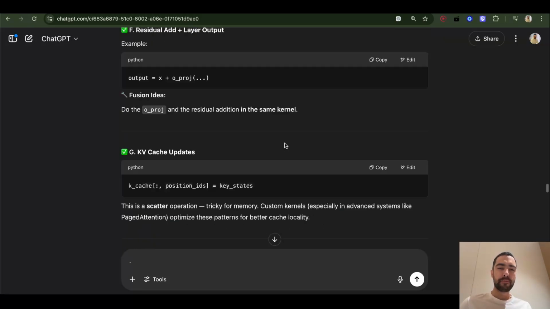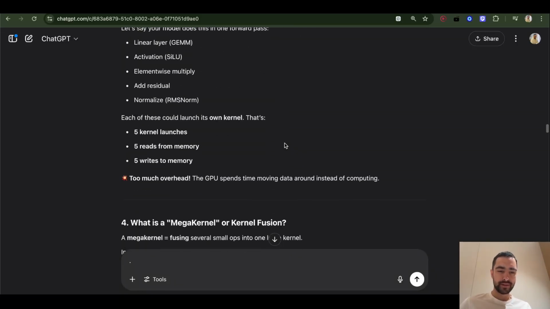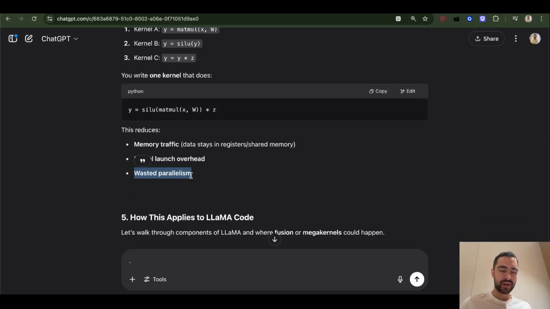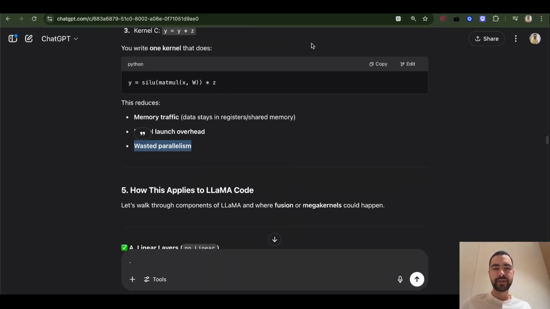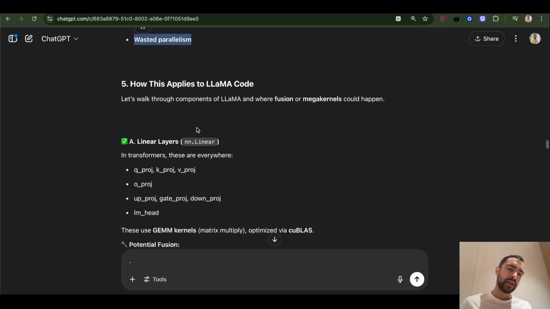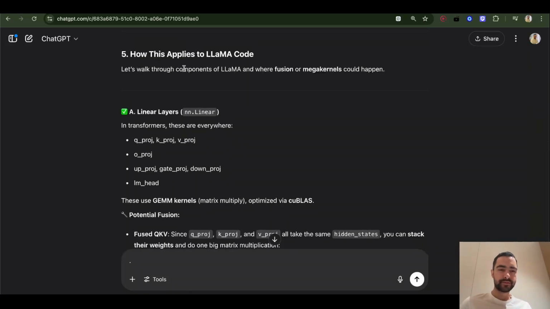So let me scroll back up and let's continue. So we got here to wasted parallelism. Yeah, here. So this is the end of number 4 here on top. I'm going to leave this chat below so you can self-study or copy this or continue the chat with ChatGPT. I will also leave the prompt if you cannot use ChatGPT, so you can just generate a tutorial for yourself.